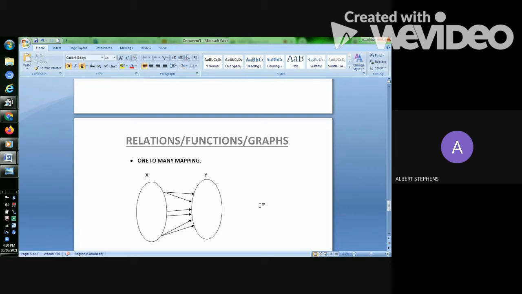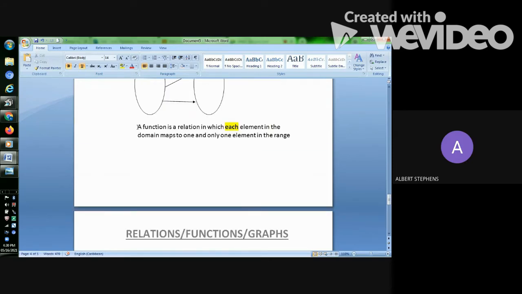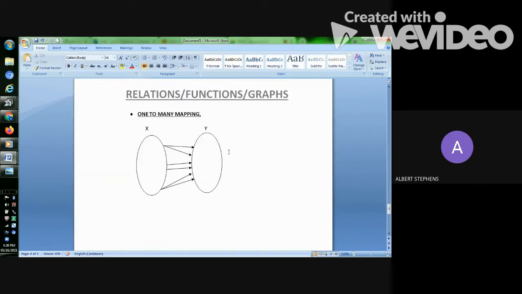So my next question to you is, is a one to many mapping relation a function based on the definition? Where's the definition? A function is a relation in which what? Each element in the domain. No. Is this each element? No, sir. It's not a function. Right. So one to many is not a function. All right, but it is a relation. Make sure you know that, right? All these diagrams, they are what? Relation diagrams.